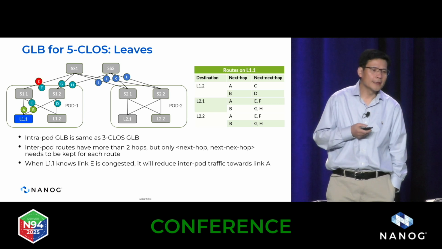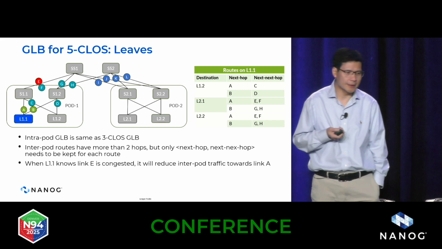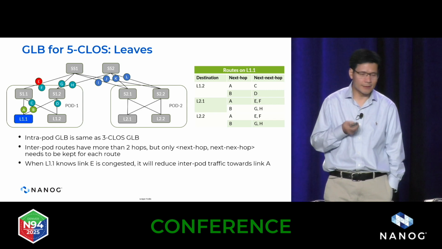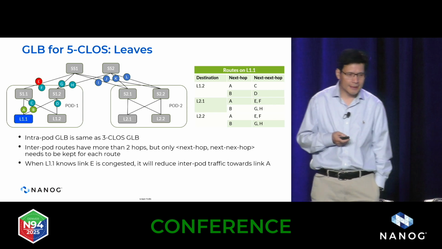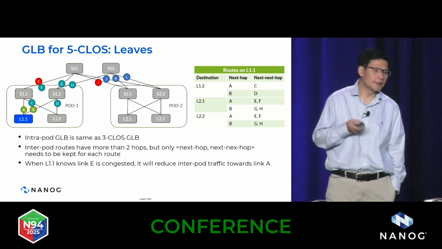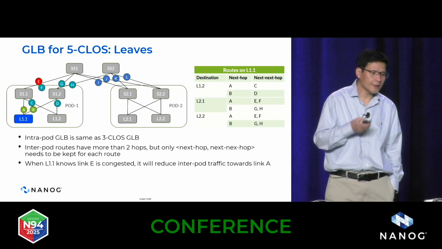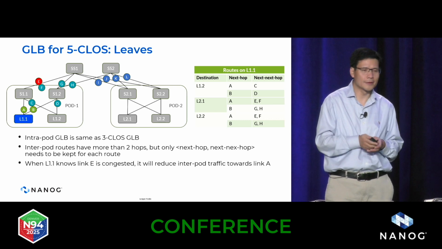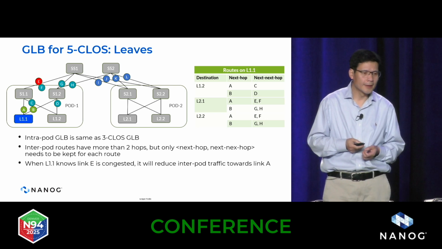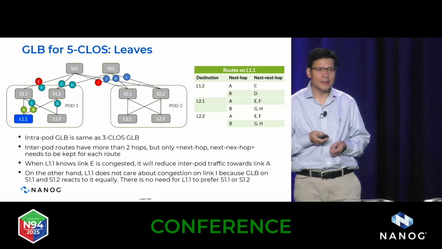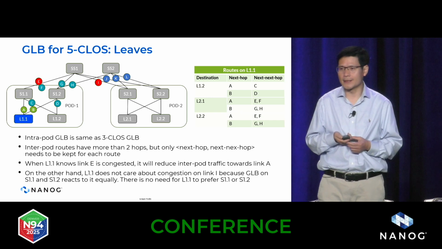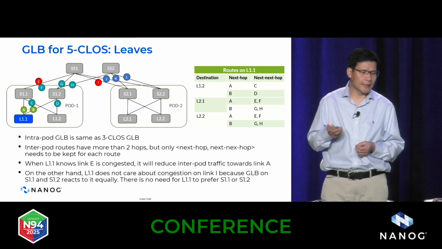So now let's see, the next next hop link E is congested. Spine S1.1 will notify leaf L1.1 about this congestion. Once learning that link E is congested, leaf node L1.1 will try to mitigate the congestion by offloading some of the traffic from link A towards link B. On the other hand, if link I, which is more than 2 hops away from leaf node L1.1, is congested, leaf L1.1 does not have to take any action.